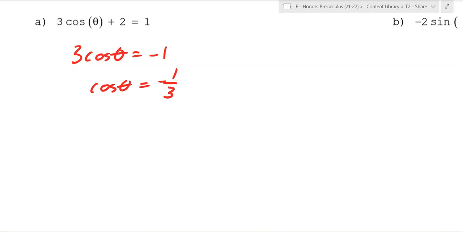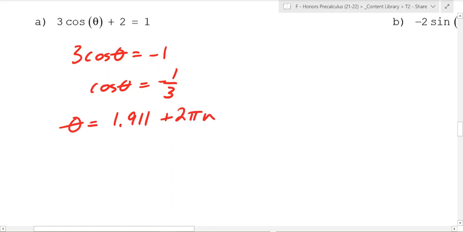That is not a trig value that you know from the unit circle, so you need to use your calculator. If you do this out, you end up with theta is equal to 1.911. And you can add, remember, 2 pi n because it's cosine, but remember there's another value there. If you do this on your calculator, you can also find that negative 1.911 plus 2 pi n works.